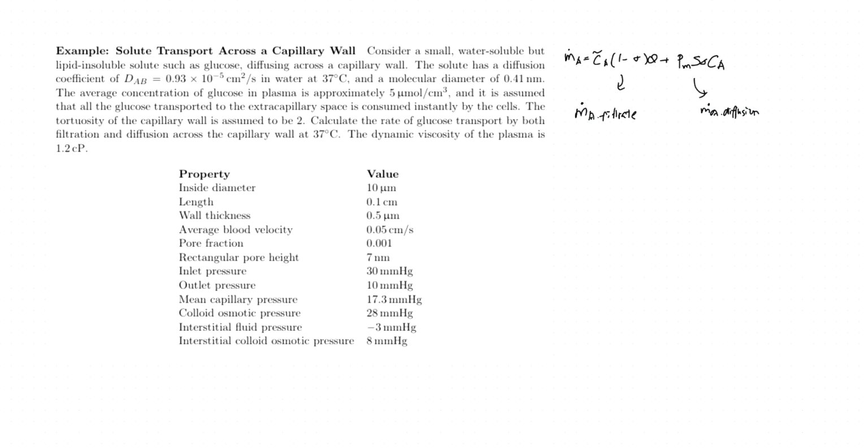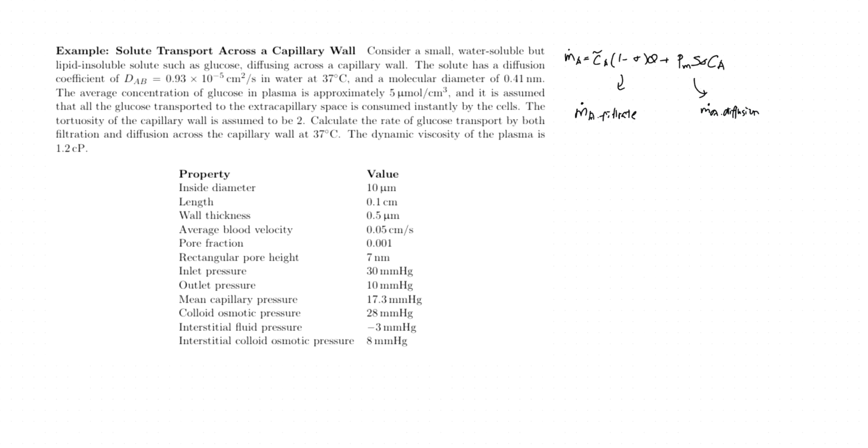We need to figure out each of these and the sum of these. So what do we need? We need C_A within the membrane. That's easy to get because we have the concentration on the two sides of the membrane. We need σ. Now you need to think about it: what tools do we have to get σ, the reflection coefficient? We have Q. How do we get Q?